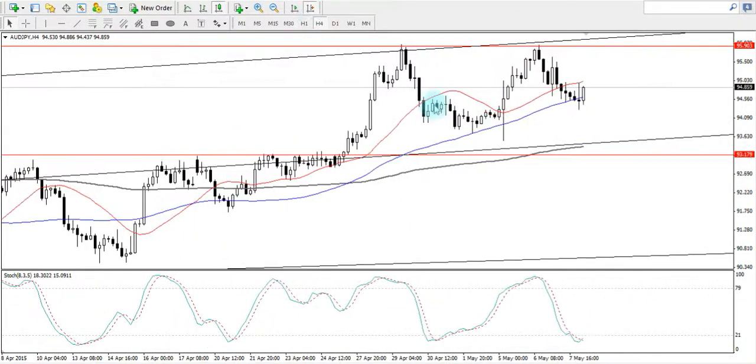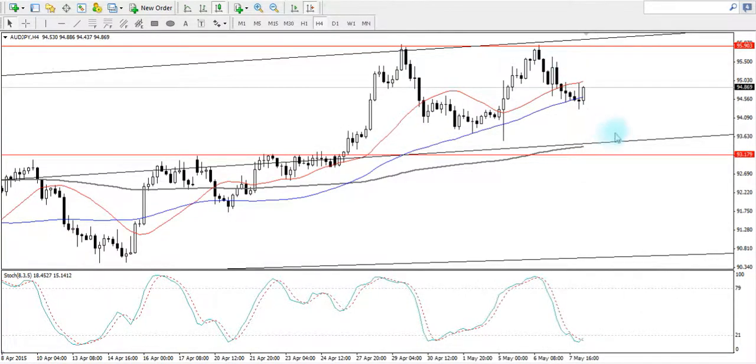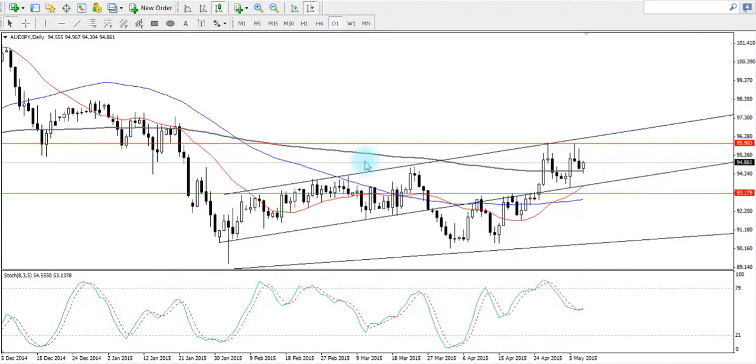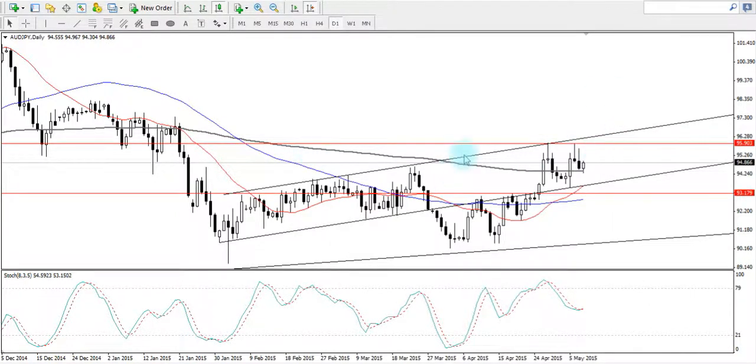So you might want to wait for the long opportunity as price gets close enough to the lower band of this region itself, and just wait for the price to appreciate and break above the top of this region. Right, so that's for the Aussie against Japanese yen, and with that, I've come to the end of my trade analysis video for today.